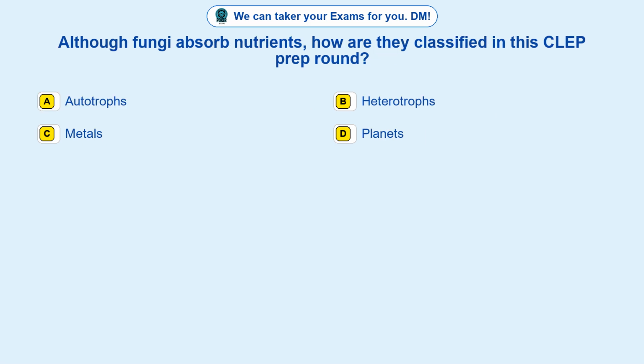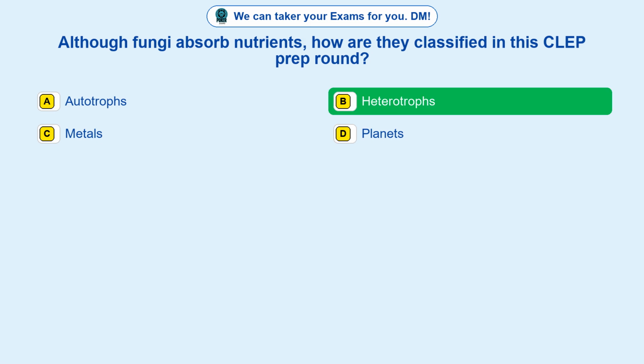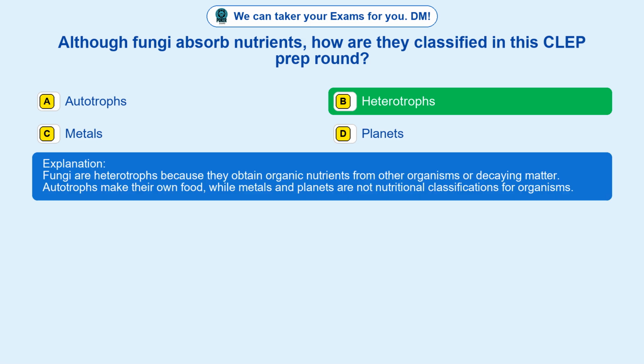Question 21. Although fungi absorb nutrients, how are they classified in the CLEP prep round? Option A, autotrophs. Option B, heterotrophs. Option C, metals. Option D, planets. The correct answer is option B, heterotrophs. Fungi are heterotrophs because they obtain organic nutrients from other organisms or decaying matter. Autotrophs make their own food, while metals and planets are not nutritional classifications for organisms.